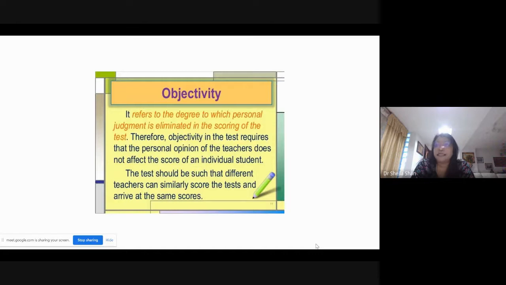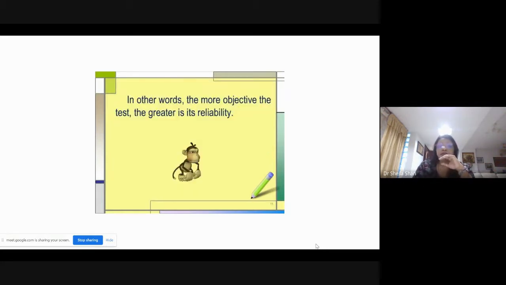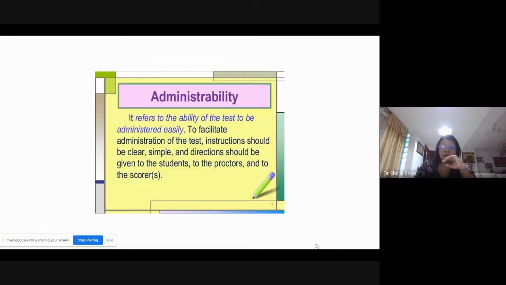When you do a transcript, you are looking for certain words. When you look out for certain words, you might be misguided through the interview. So you need to get 2 or 3 people to compare the value, to see how valid or how objective your answer is. In other words, the more objective the test, the greater is the reliability.